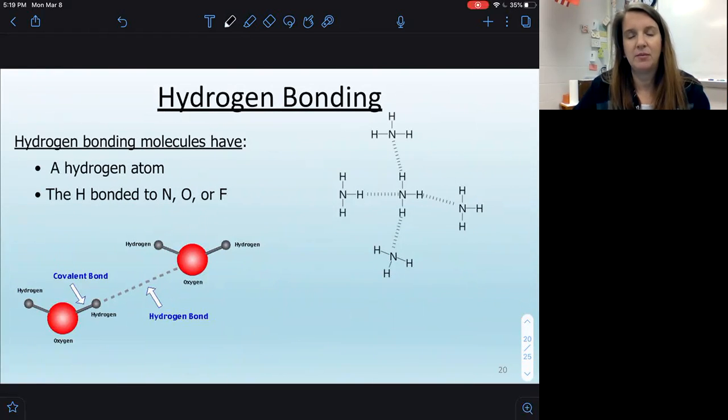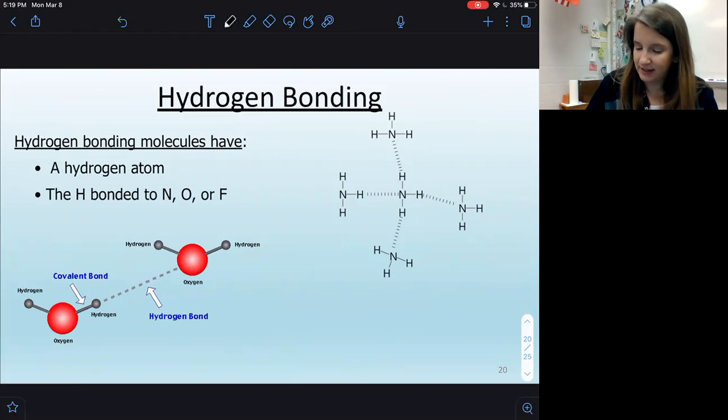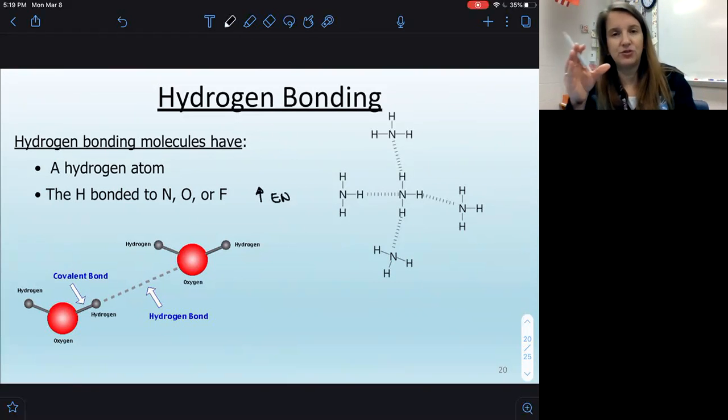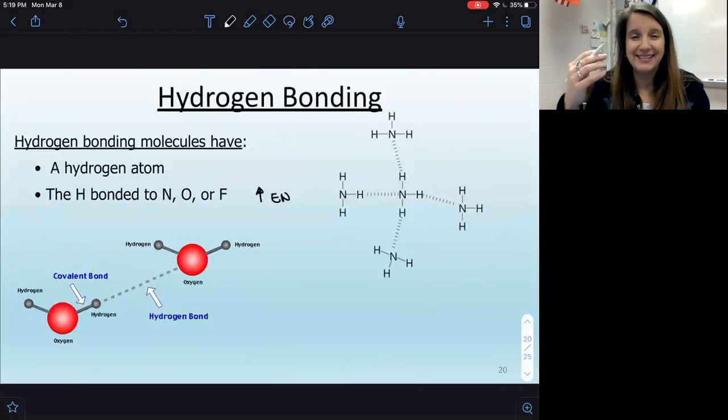The last type of IMFs that can be found between two covalent molecules is called hydrogen bonding. Okay. Now, in order to exhibit hydrogen bonding, the molecule itself would have to have a hydrogen atom, and the hydrogen would have to be bonded to a nitrogen, oxygen, or fluorine. And why does it have to be bonded to that? Well, because these have a high electronegativity, and it can create a really strong dipole. So a hydrogen bond is like a dipole-dipole interaction, but it's a really strong dipole-dipole interaction.